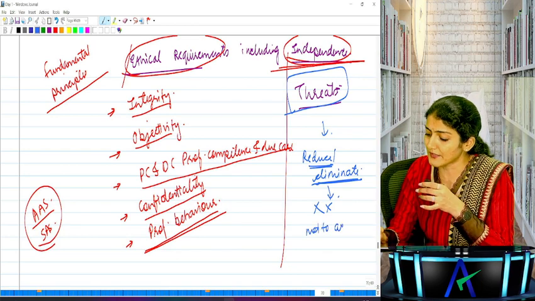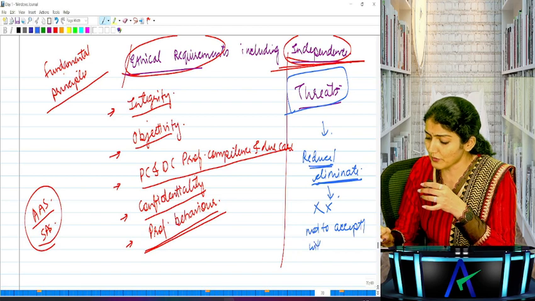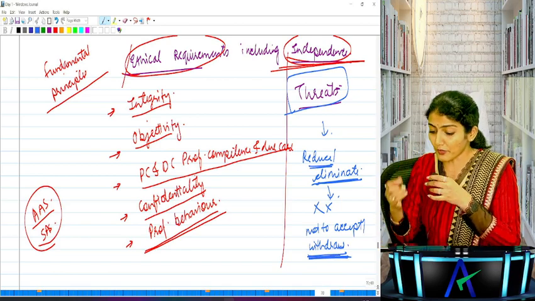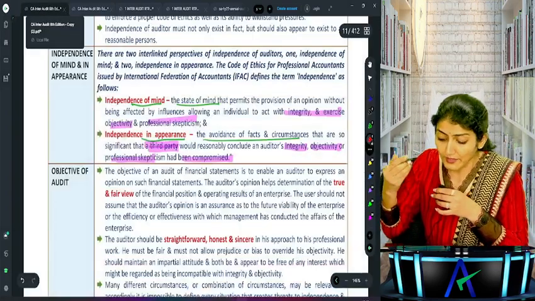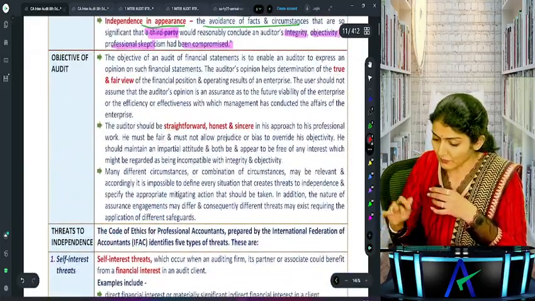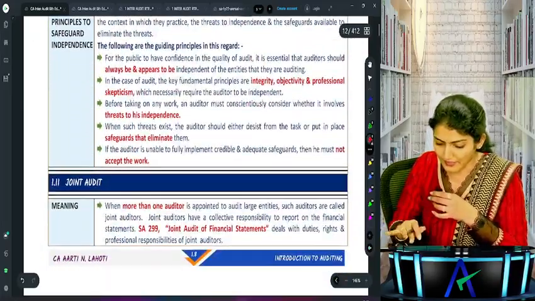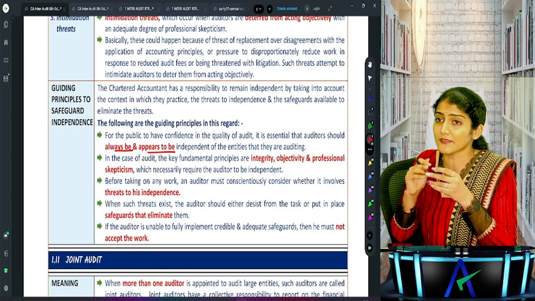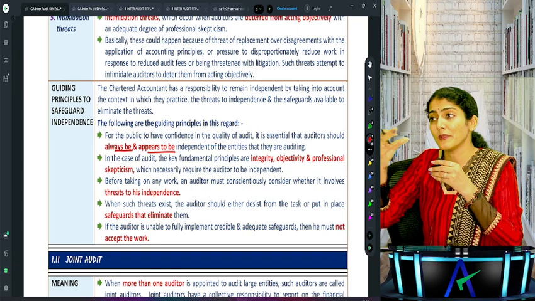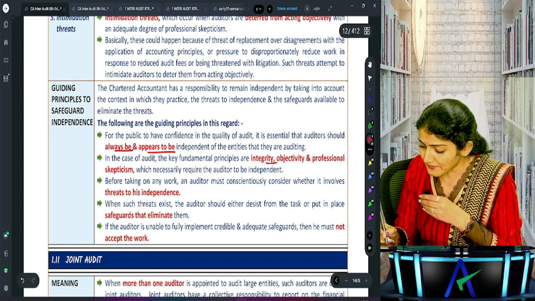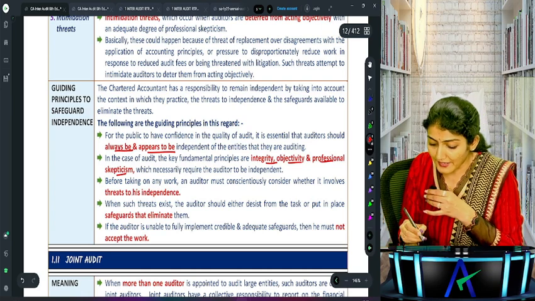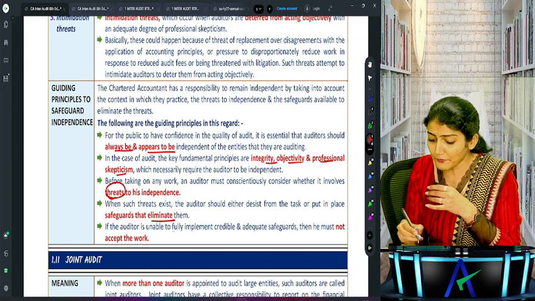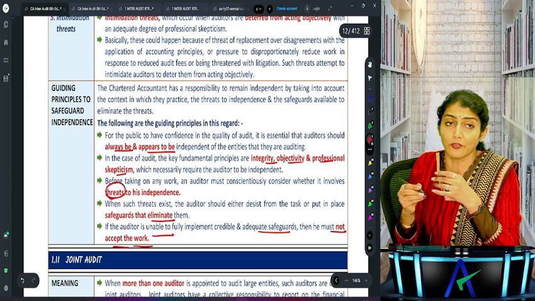And if you've not yet accepted, don't accept. And if you've already accepted, then you withdraw from the engagement. Right? So what are we talking about? The threats to the independence of the auditor. So what does it say? As an auditor, you need to check whether the auditor is and appears to be independent. What is be and appear to be? Be means independence of mind, and appear to be means independence of appearance, and also integrity, objectivity and professional skepticism, and identify whether there are any threats. If there are threats, then take steps to eliminate or reduce those. And if you are unable to put the safeguard, then what to do? Not to accept the work.